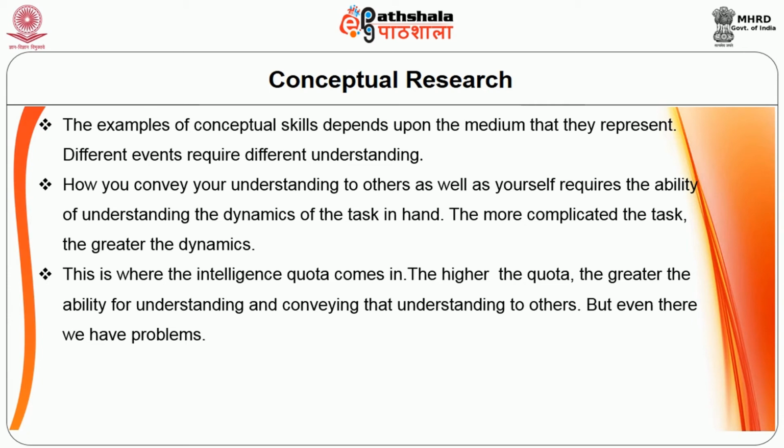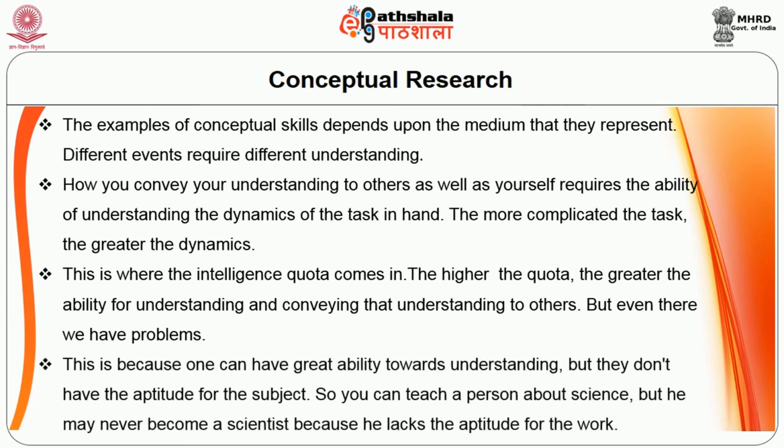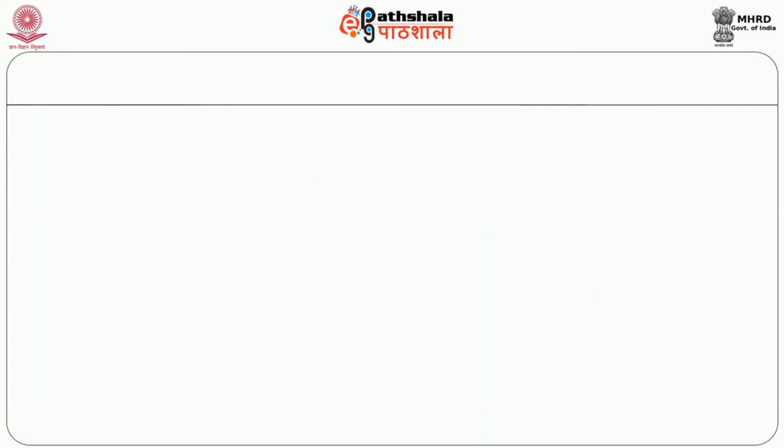But even there, we have problems. This is because one can have greater ability towards understanding, but they don't have the aptitude for the subject. So you can teach a person about science, but he may never become a scientist because he lacks the aptitude for the work. Next type is empirical research.